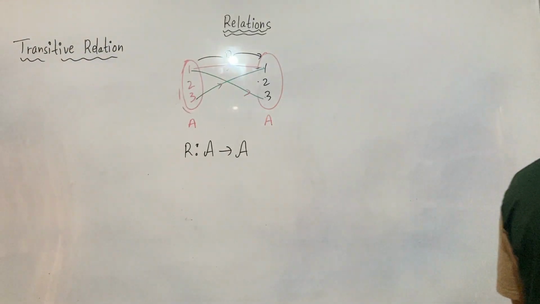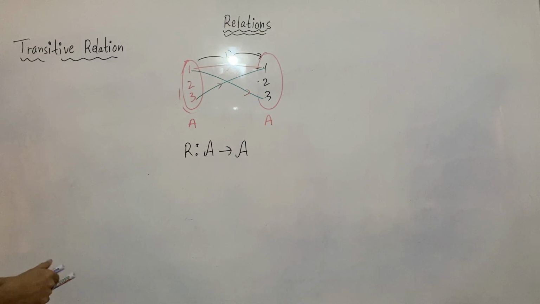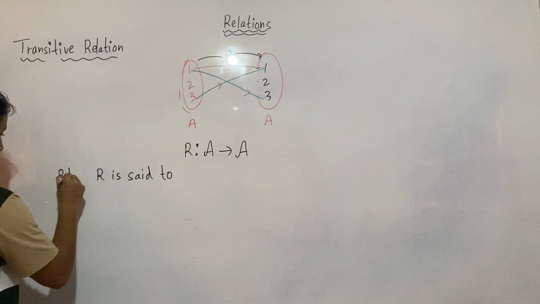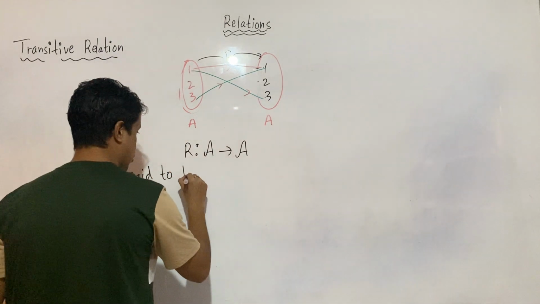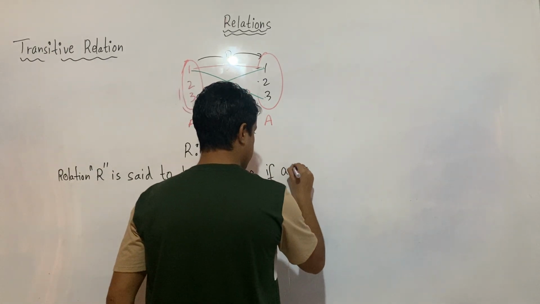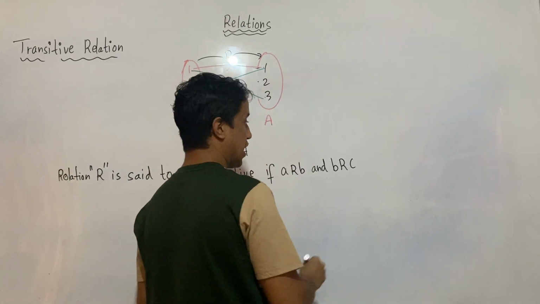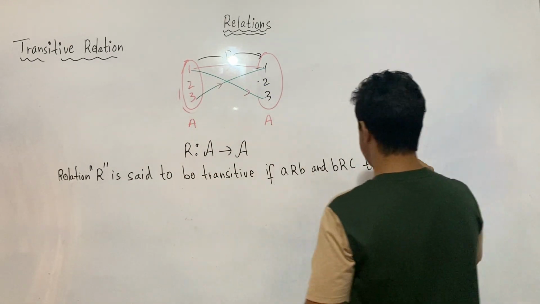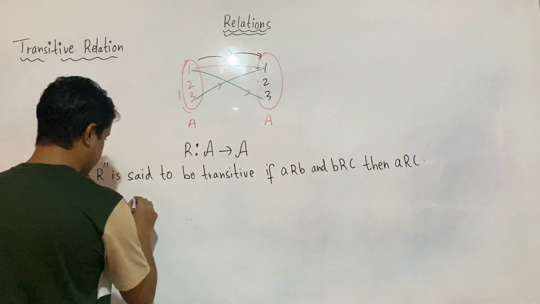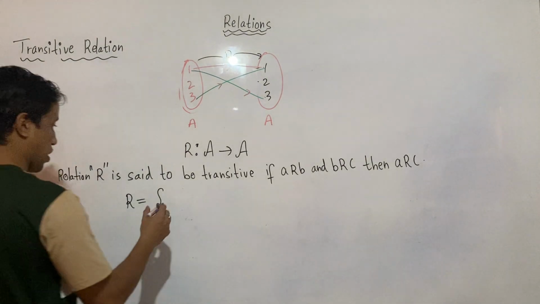Okay, so here R is a relation on set A. Relation R is said to be transitive if A is related to B and B is related to C, then A must be related to C. Or in other words, I can say that R is said to be transitive.